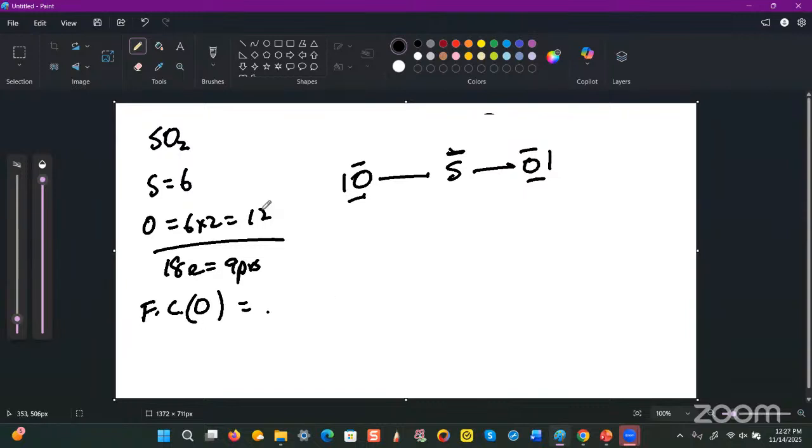So formal charge of oxygen. How would you calculate that? It's going to be 6 minus the bonding pairs, so half of 2, or 1. And then minus the non-bonding electrons, which would be 6, right? So this works out to be minus 1. So that means each oxygen would have a -1 charge, right?